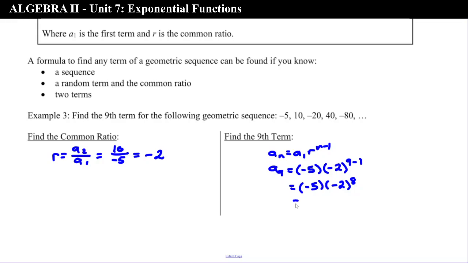And negative 2 to the 8th is going to give you positive 256. And you multiply that by negative 5, and a sub 9 is negative 1,280. And that would be your answer for the ninth term.